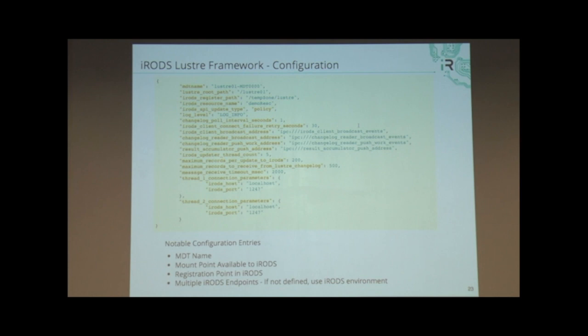So here's an example of the configuration of the connector. A couple of Lustre-specific things that we have to give the connector are the MDT name, the mount point that's available to iRODS, so that when iRODS interacts with the objects, it knows where to find them on the system, and the registration point in iRODS.